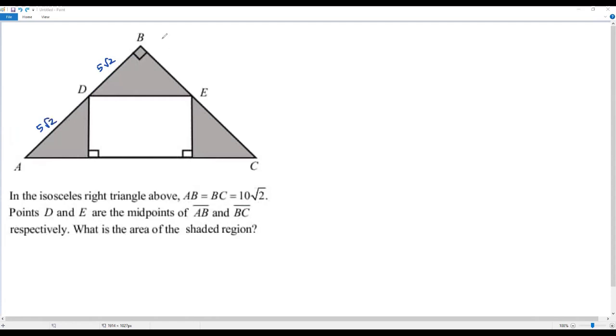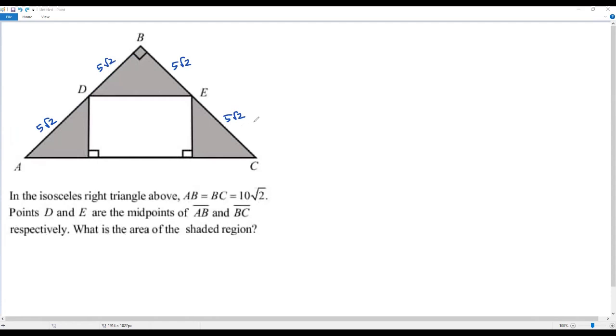And the same thing we have for the side BC as well. For BC also we have the same length, 10 times square root of 2, and E is the midpoint of BC. Then E will divide the total length of BC into two equal parts. So when I divide this 10 times square root of 2, the length of BE is 5 times square root of 2. The length of EC is also the same, 5 times square root of 2.